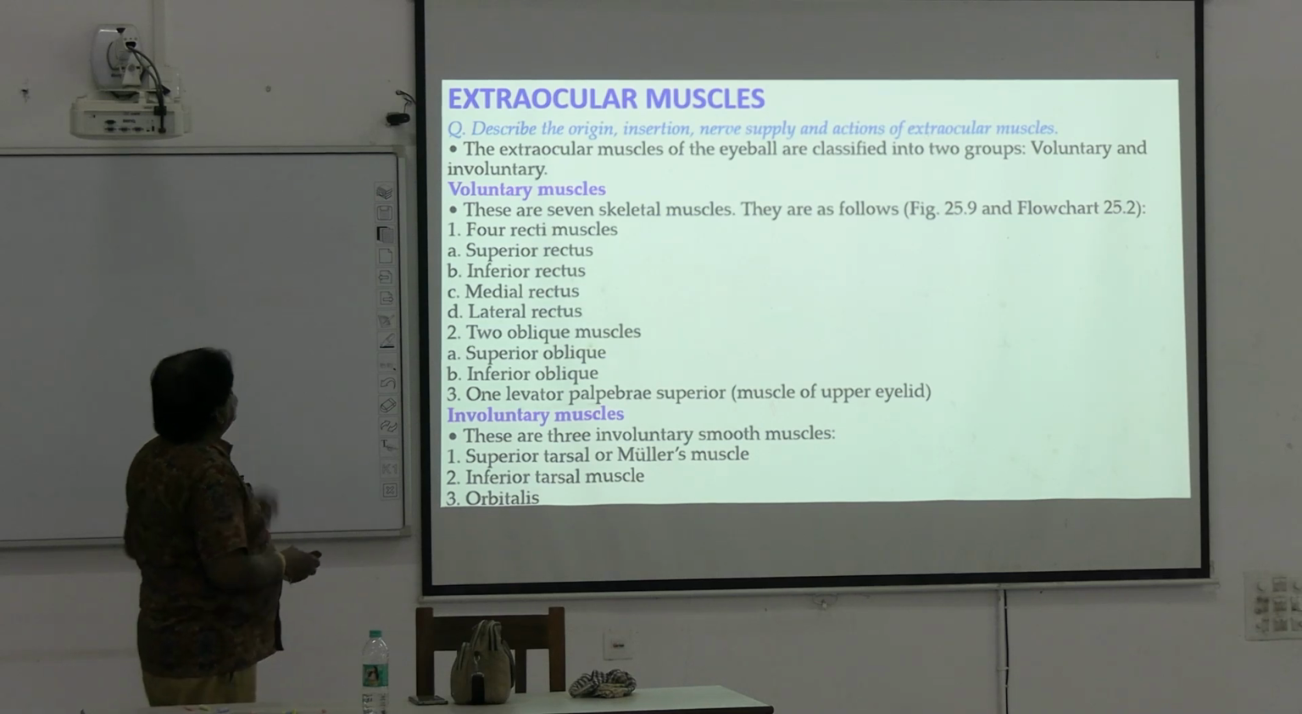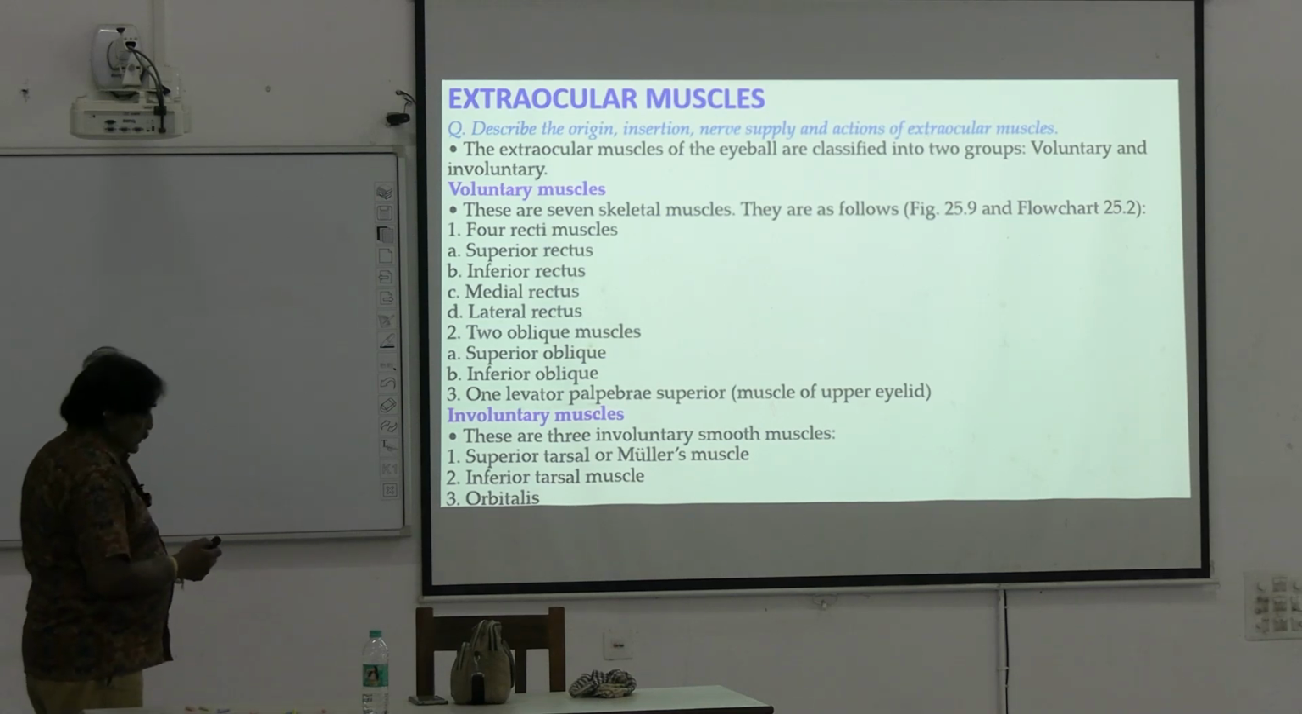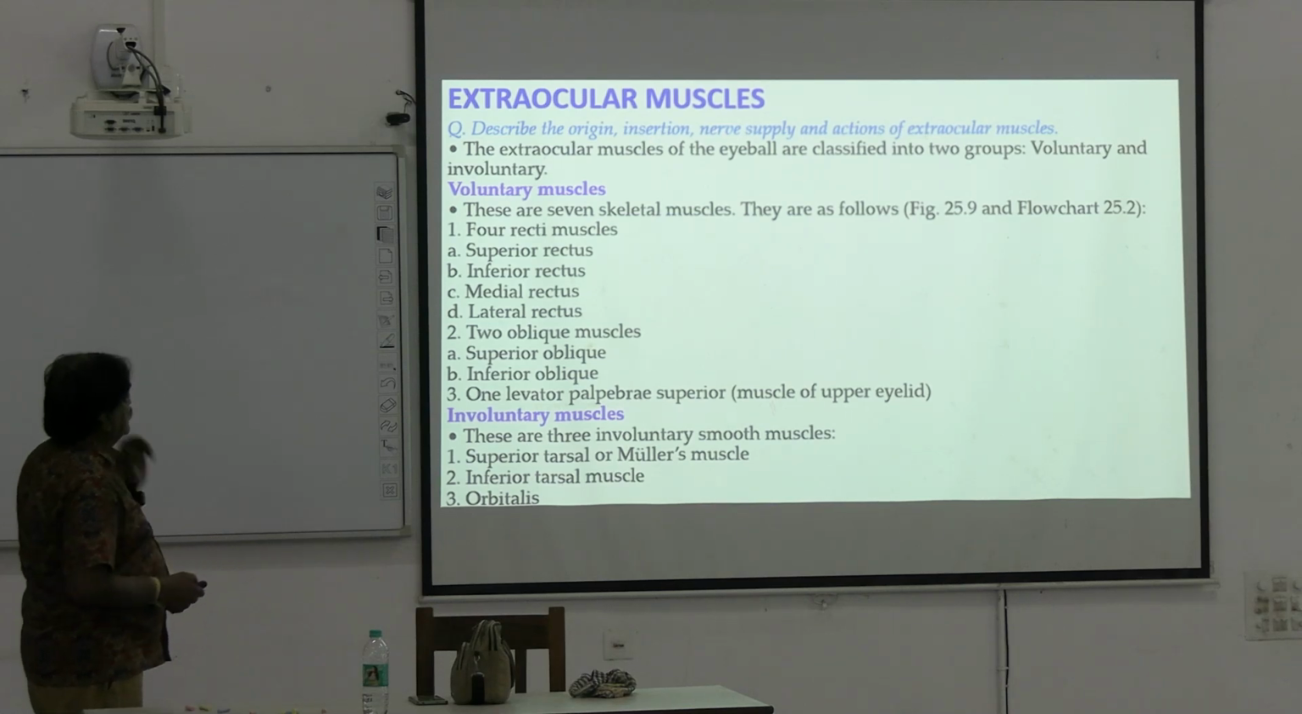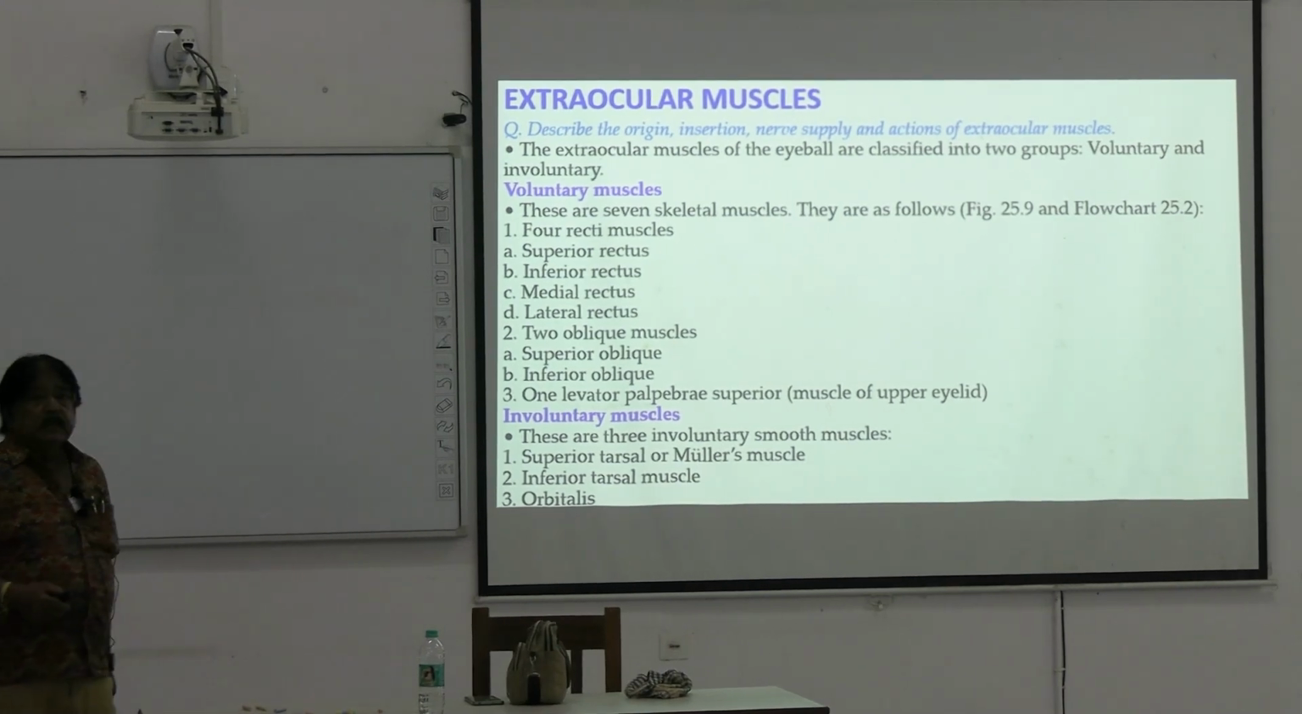Extraocular muscles. The question is, describe the origin, insertion, nerve supply and actions of extraocular muscles. So you can see it is a very important topic.